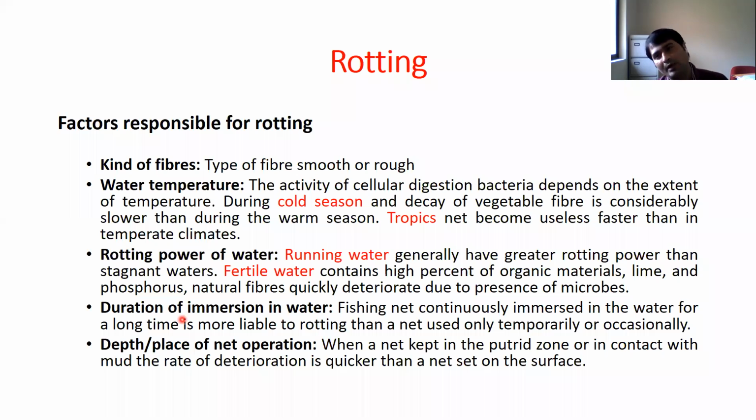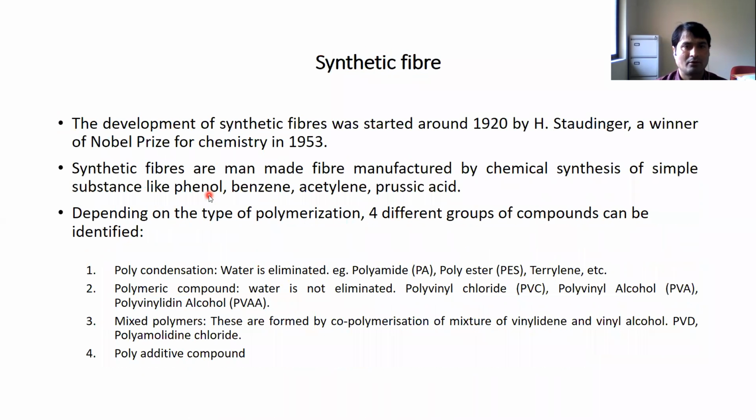Treating is there. You have to apply salt, you have to do painting, then you have to dry also. So that treatment is there to care for the net. Then the depth and place of net operation. When a net is kept in the putrid zone or in contact with mud, the rate of deterioration will be quicker because there will be heavy loads of microorganisms. So this was the rotting.